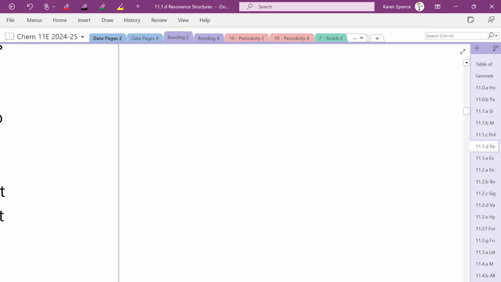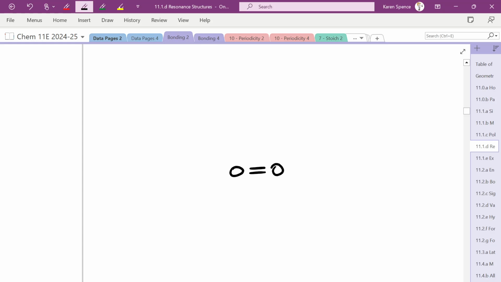Okay, now let's pop on over here and let's look at oxygen. Actually, we'll show our half bond as a dashed line, okay? The dashed line here is a half bond.